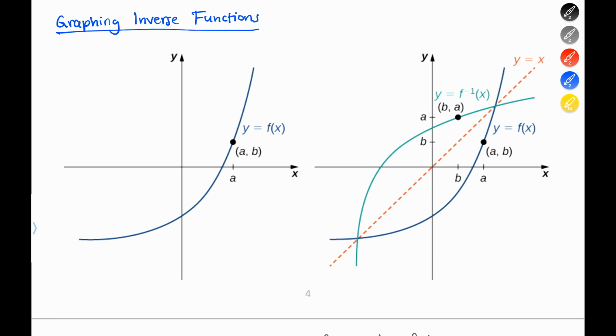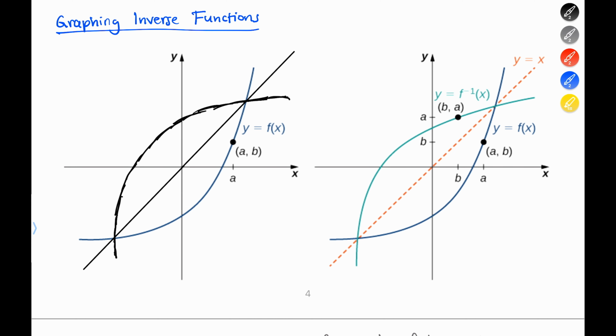Now we're going to take a look at graphing inverse functions. So the key takeaway to graphing inverse functions is that the inverse function has to be symmetrical to the original function over the line y is equal to x. So like this, all the way down. And then we just have to copy the opposite function like that. And as you can see, this is what is indicated in the second graph over here.